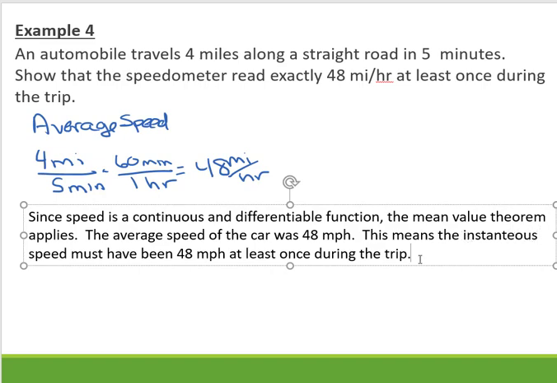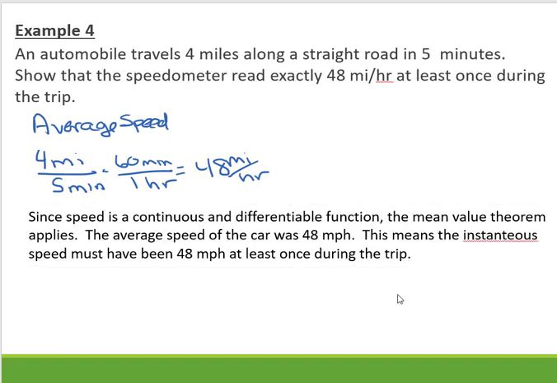So since speed is continuous and differentiable, you need those pieces to be able to use the mean value theorem. So those are my hypothesis. Those are the conditions to be true. Then I state by the mean value theorem. I missed my by. By the mean value theorem, or you could say the mean value theorem applies. You need to state something about your average speed and the instantaneous speed. The word Mrs. Marnell can't spell. Must have been 48 miles. Okay? So that is the mean value theorem and Rolle's theorem.